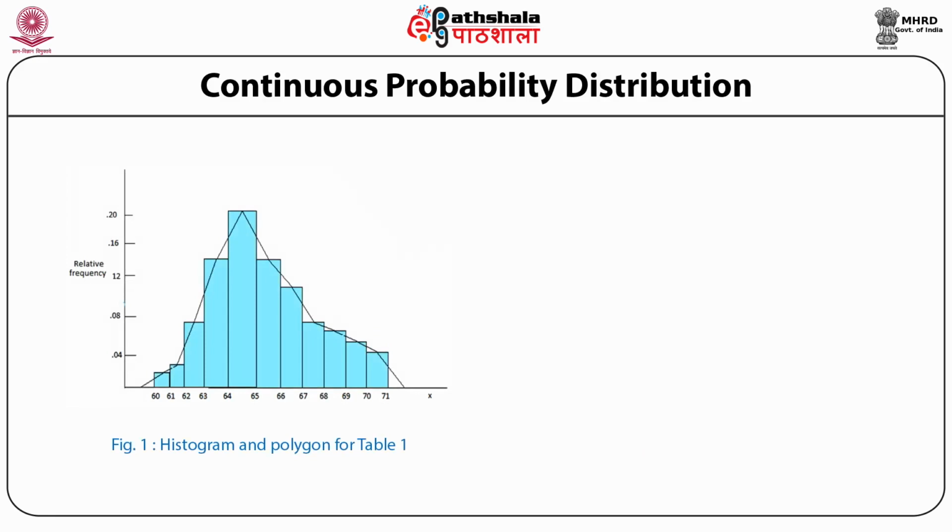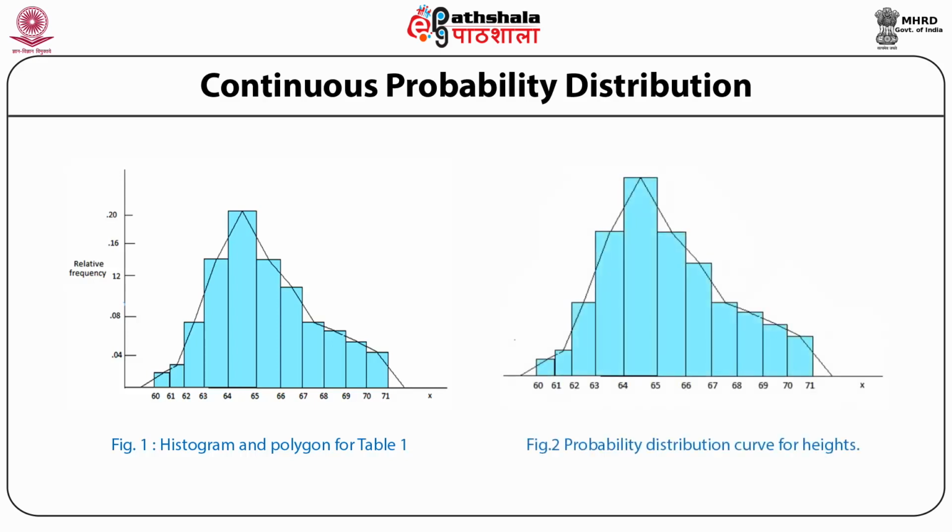Figure 1 displays the histogram and polygon for the relative frequency distribution of table 1. Figure 2 shows the smooth polygon for the data of table 1. The smooth polygon is an approximation of the probability distribution curve of the continuous random variable x. Note that each class in table 1 has width equal to 1 inch.